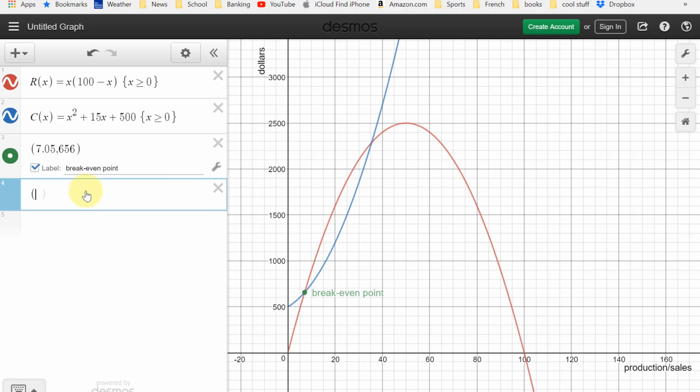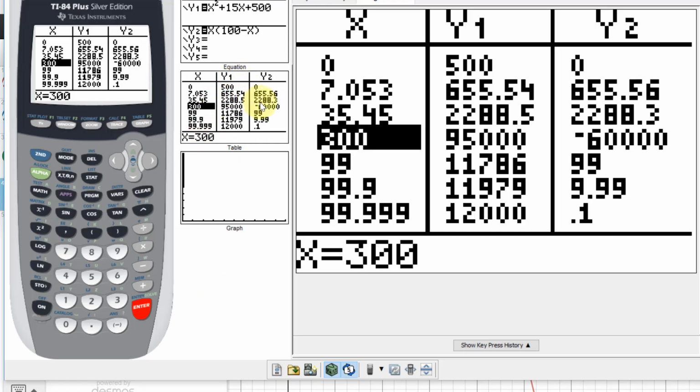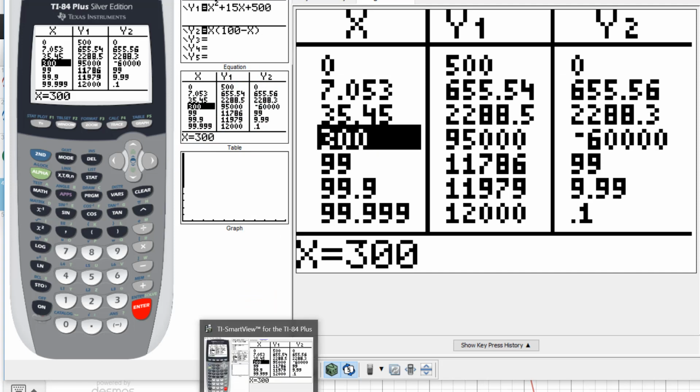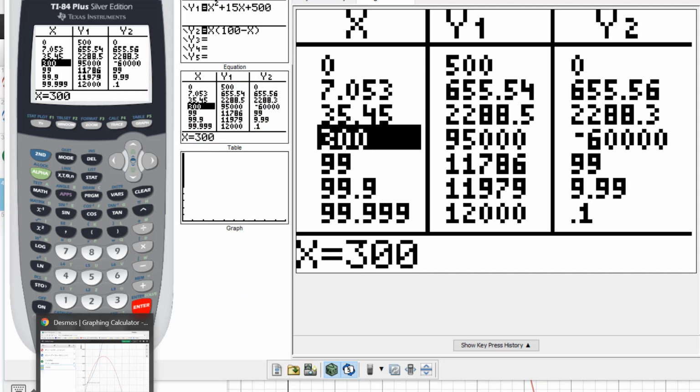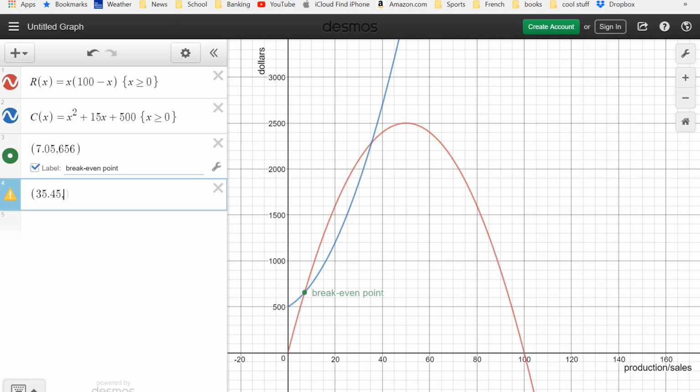And I got another one at 35.45, and what was it? 2288.5 maybe, something like that. And yep, that's another break-even point.